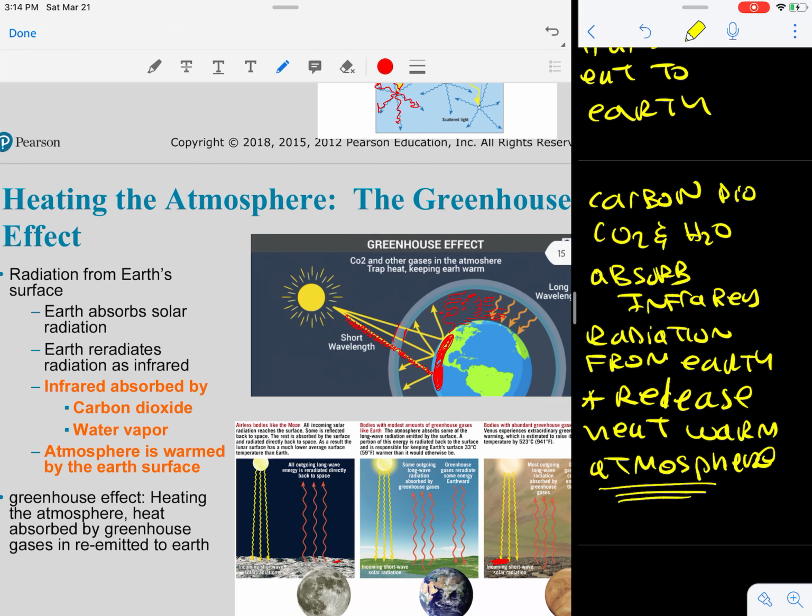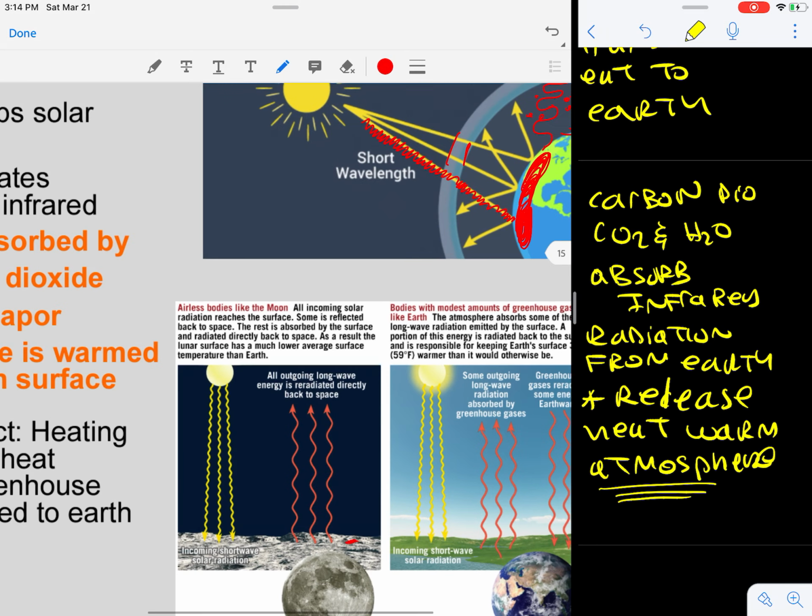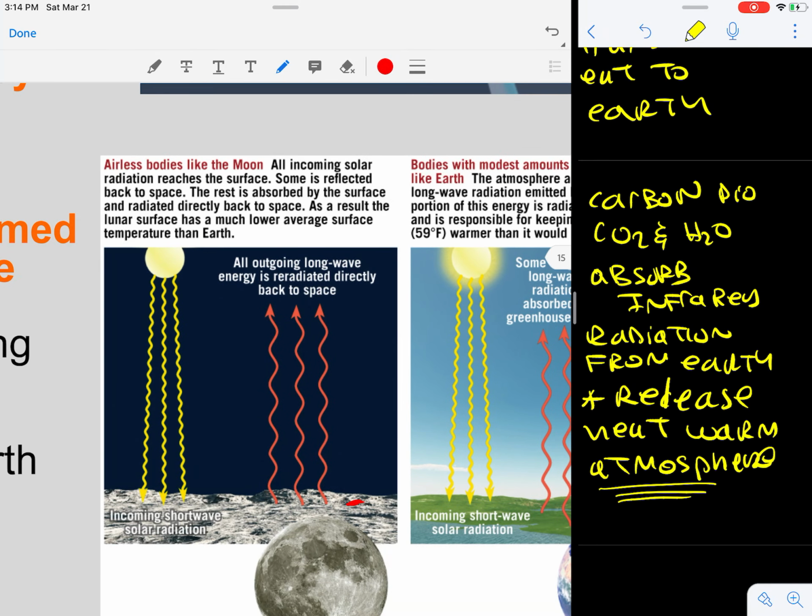And so this is what keeps us warm. Let's look at some extremes here to put this in perspective. This is the moon. The moon has no atmosphere, so the yellow light from the sun comes in. It warms the surface of the moon, so the moon surface gets really hot. But since there's no gas to trap it, all of that heat just leaves, so the moon goes to extremes. The light regions are going to be very hot, and the dark shadows are going to be very cold.